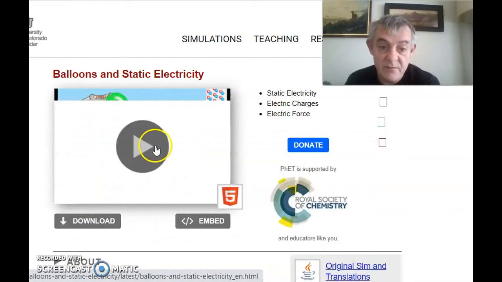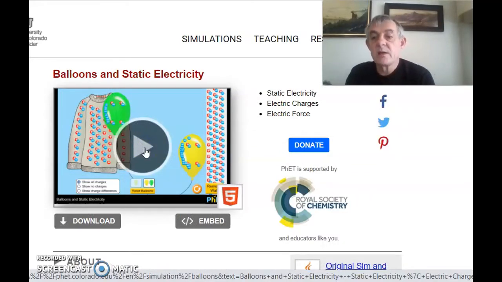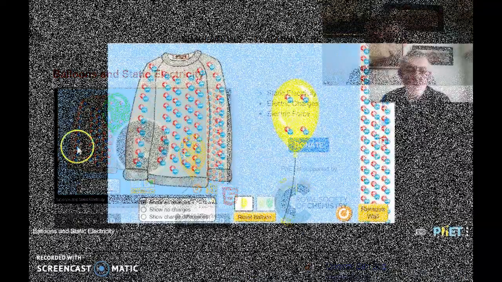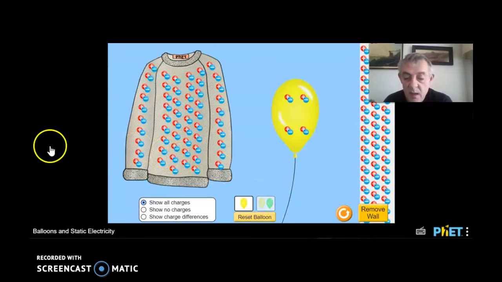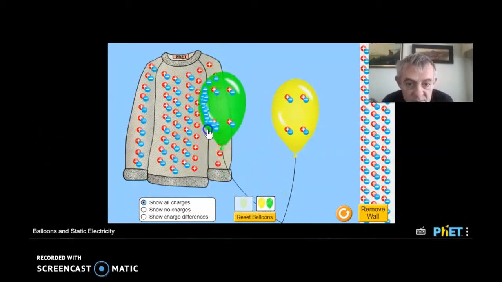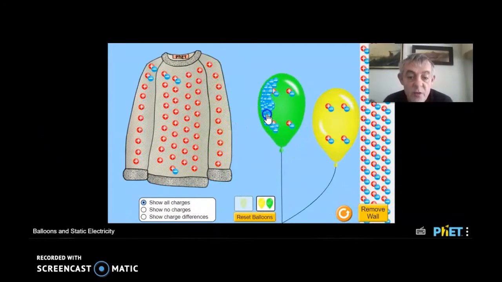It's a PhET simulation, so you just click on play and then you can go and do the simulation. Okay, so on the simulation, I want you to make sure that you click the show all charges so that it shows all the charges. You can see there's a wall. If we have two balloons and now I rub, you can rub the one. If I move it away, you will see the one side of the balloon is negatively charged. The one side of the jersey is now positively charged.